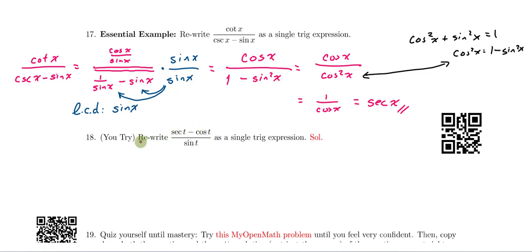So I want you to pause the video and give this a shot. You have a solution, but please try to do it on your own, similar to the work that I did here. It's a very similar question. Try to work it on your own, and then you can check the hyperlink solution as necessary. So pause the video and give that a shot.